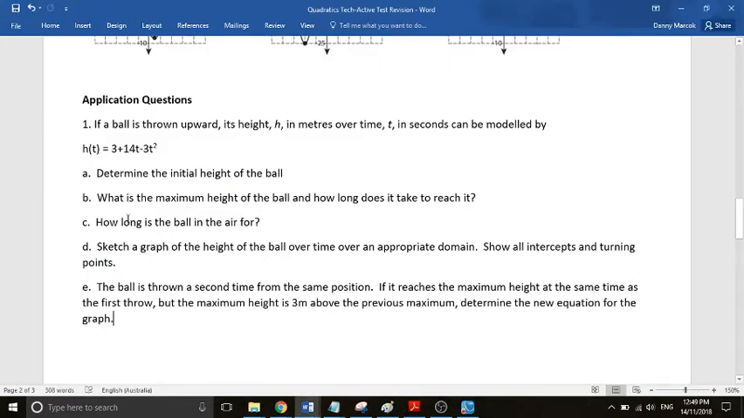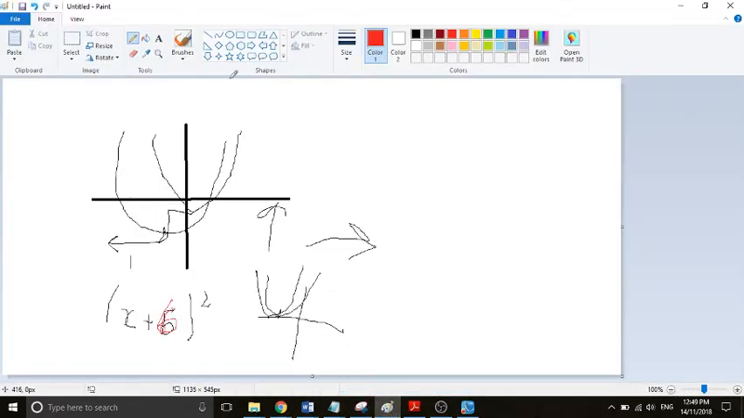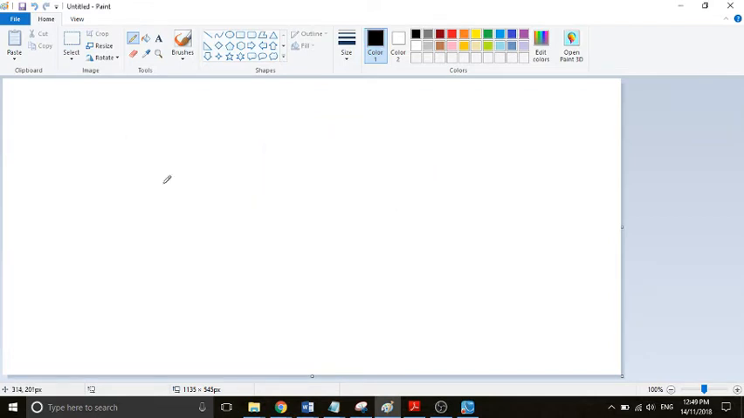Now we want to find out how long the ball is in the air for. Now remember, the ball is being thrown. So let's draw this. A ball is being thrown, so it starts off at a height of 3 meters. It goes up and then comes down. That's the way nature works.